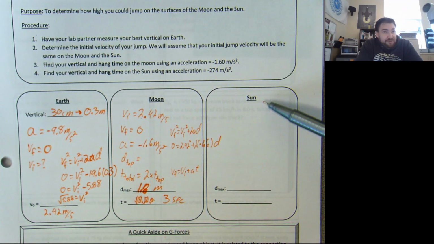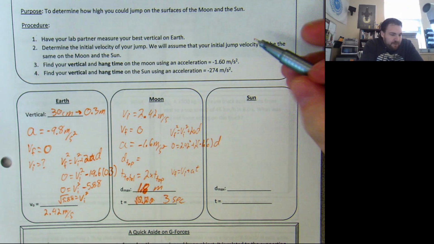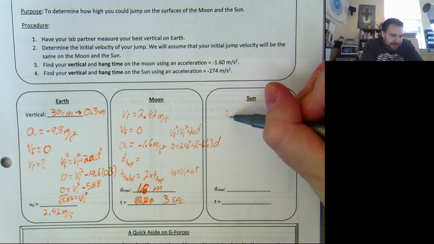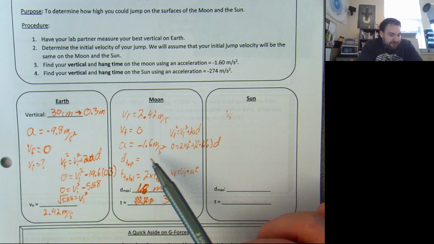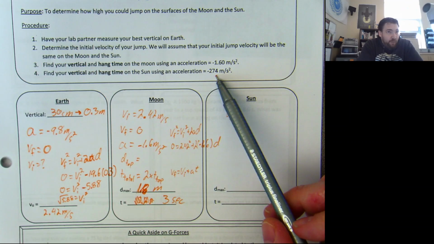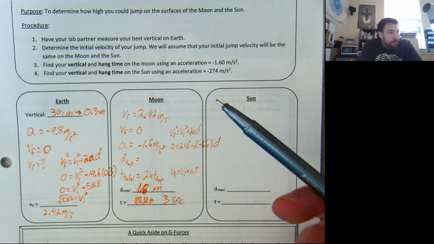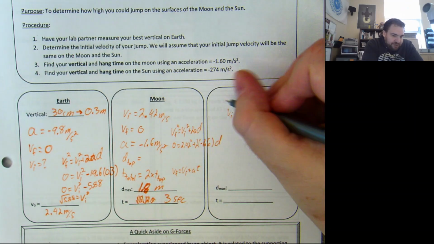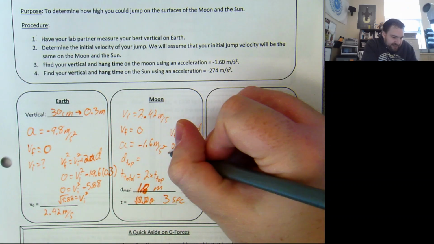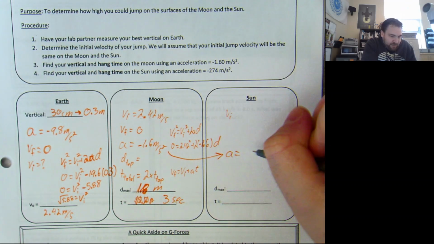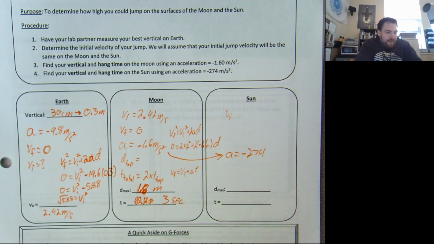Do you want me to go through some values, like the sun calculation, just to compare your values? Okay. So this one's going to be similar. The only difference here is that this acceleration is going to be negative. Instead of negative 1.6, it's going to be negative 274. The sun's a lot more massive than the moon. The acceleration due to gravity is a lot bigger. Otherwise, these calculations are the same.